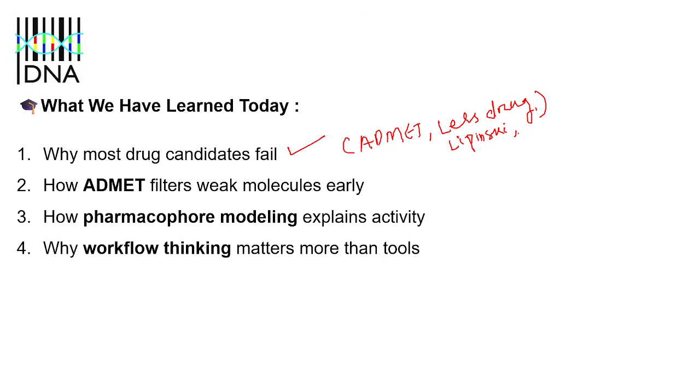Next, we have the property of synthesis accessibility that we have learned in SwissADME. Lower synthesis accessibility means it is easy to synthesize, but if the drug has higher synthesis accessibility, then that drug molecule is hard to synthesize. So this is why the drug candidates fail. We have also learned how ADMET filters the weak hit molecules at the early stage. Next, we have learned about pharmacophore modeling and workflow thinking.